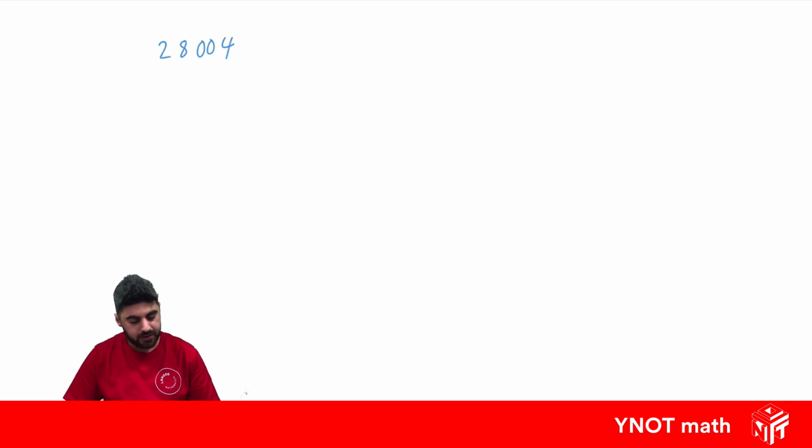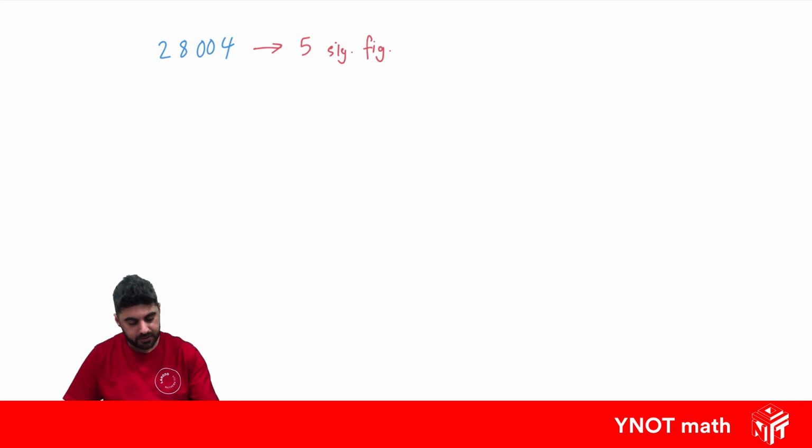28,004. So remember, we're counting from our first non-zero number, which in this case is a 2, and this number has 5 significant figures because it ends in a non-zero as well. So this is 5 significant figures.